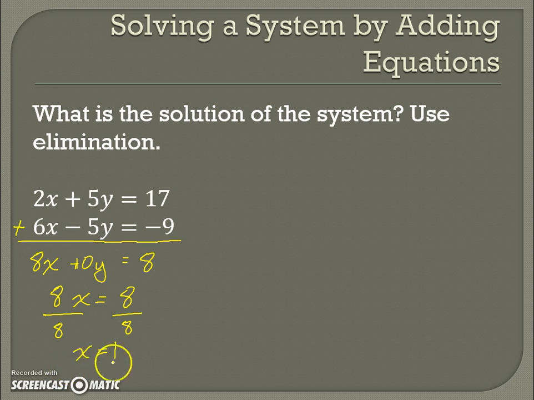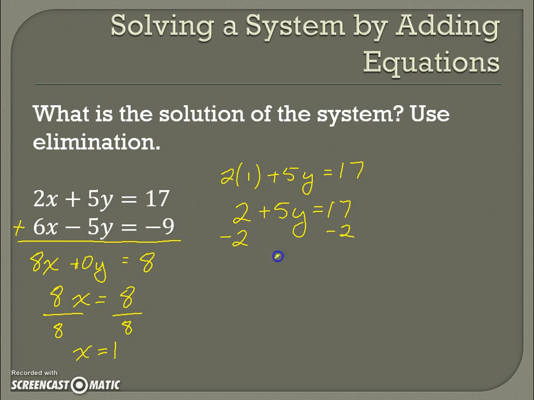To find the other value, I have to take that and substitute that back into one of these. So I'll have 2 times 1 plus 5y. Remember, when you're solving a system of equations, you're looking for the ordered pair that is on both of these lines. When is it true? So I go through and I solve this equation, and it looks like y is going to be equal to 3. So my ordered pair would be 1, 3.